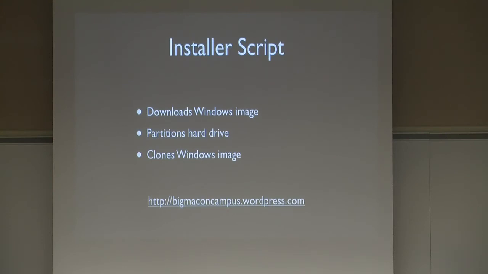The main installer script has three primary duties. And if you think about this, this was the simple part. It only took a few days to work out. You gotta download the image. We gotta get the image on the machine. You gotta partition the drive. We gotta have a place to put it. And we gotta actually clone. Put the image in that partition. That's all it does. It's very simple. Three steps.